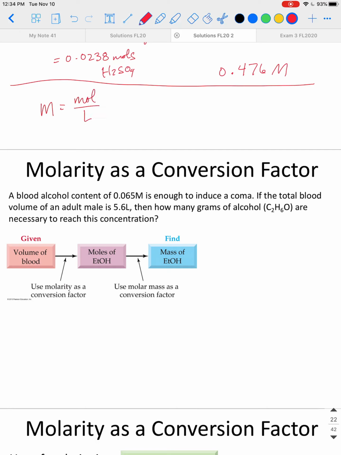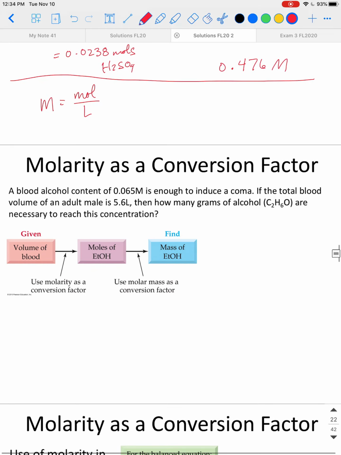We know molarity is moles of solute per liter of solution. So molarity is moles per liter. It relates a number of moles to a volume in liters, just like density relates mass and volume, just like molar mass relates grams to moles. Anytime you're relating two units, you can use it to convert between those two units. Either way, we could go from liters to moles or moles to liters. So look at this problem down here.